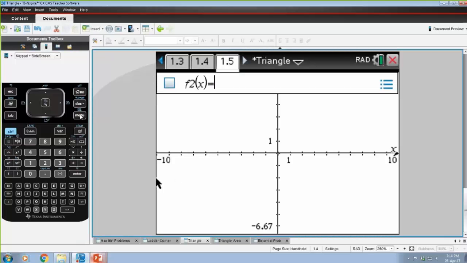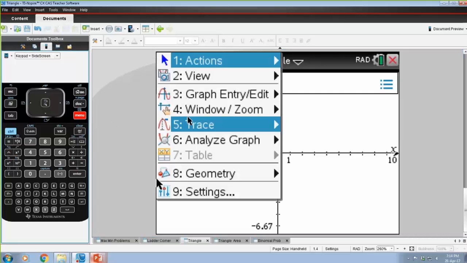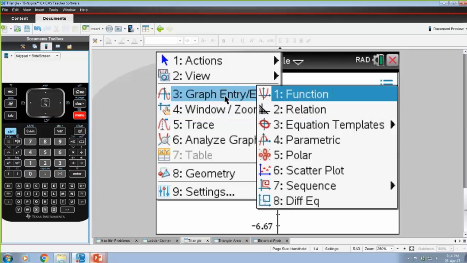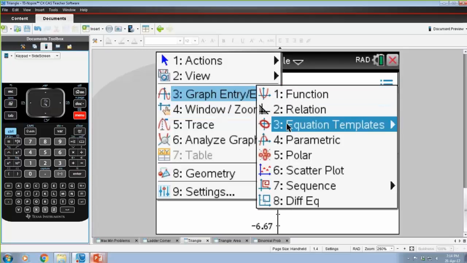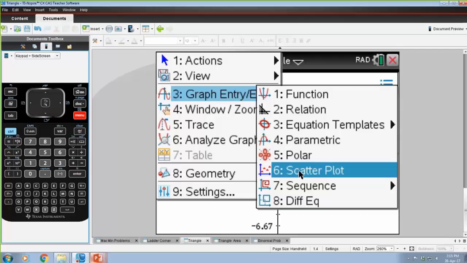When I plot these, I'm not plotting a function here. What I'm plotting is actually a scatter plot. So graph entry edit, option number 6, I'm plotting the scatter plot.